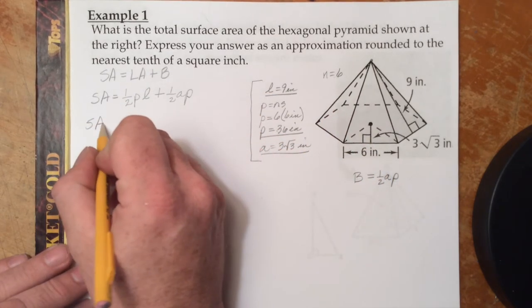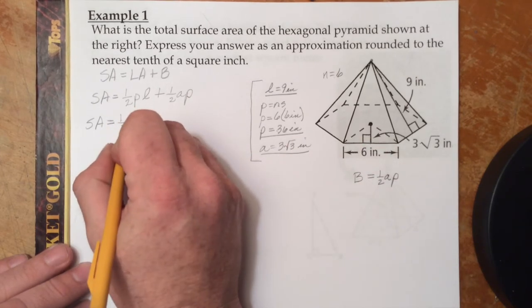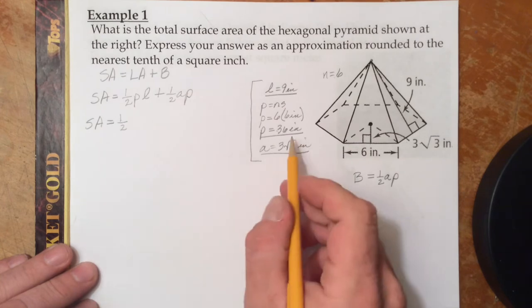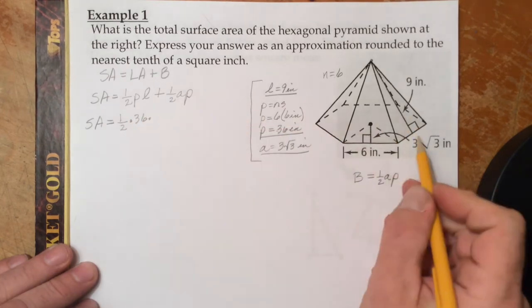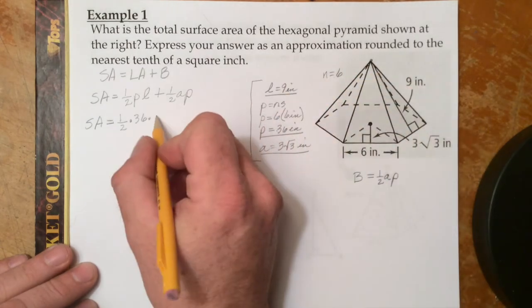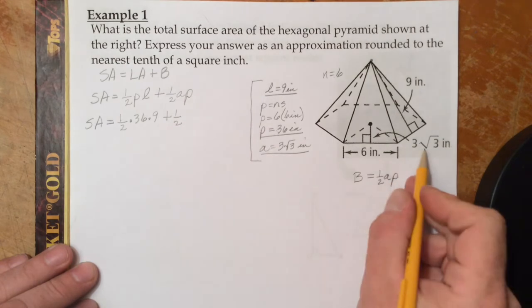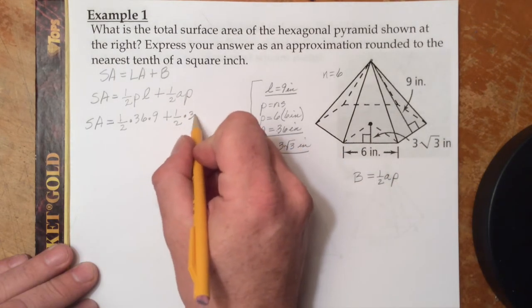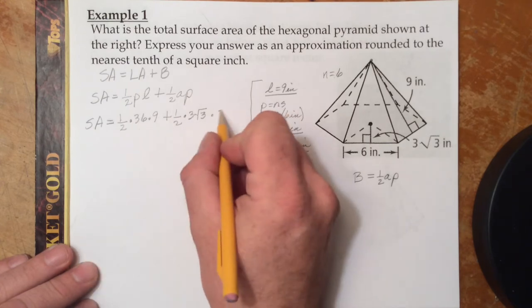So the surface area of this pyramid is 1/2 times the perimeter, which is 36 inches, times the slant height, which is 9 inches, plus 1/2 times the apothem, which is 3 times the square root of 3 inches, times the perimeter again, which is 36.